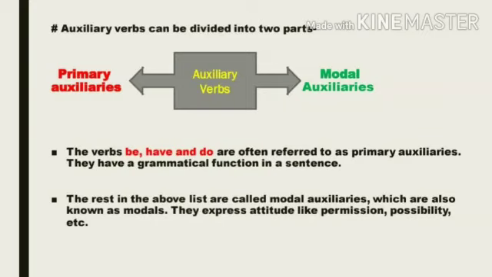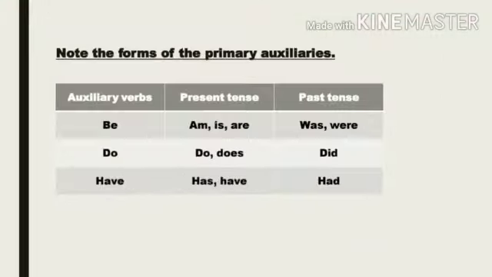So, be, have, and do are primary auxiliaries, and can, could, may, might, shall, should, will, would, etc. are called modals. Here in this video, we will learn about primary auxiliaries, their structures, and their functions.